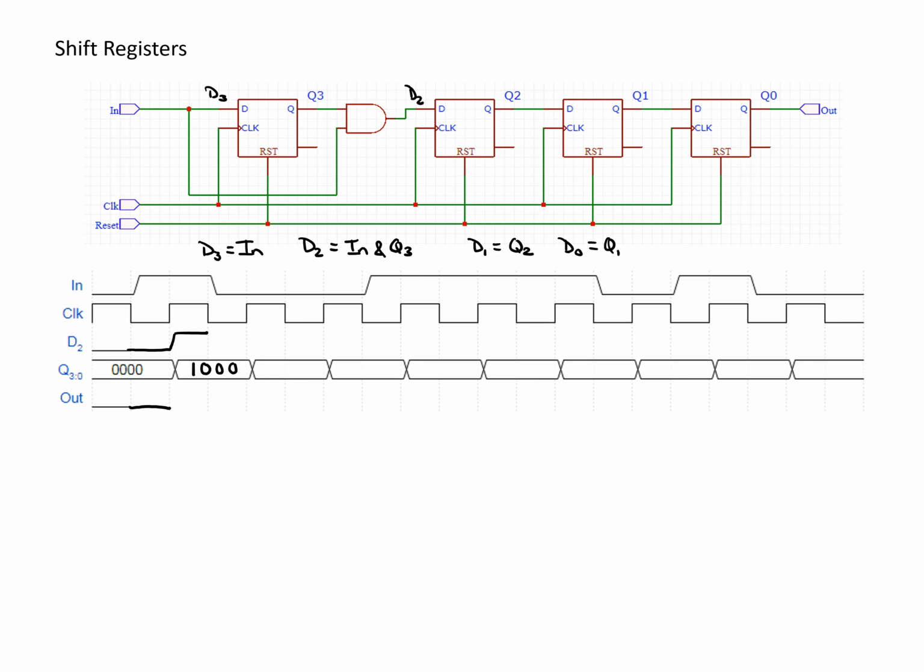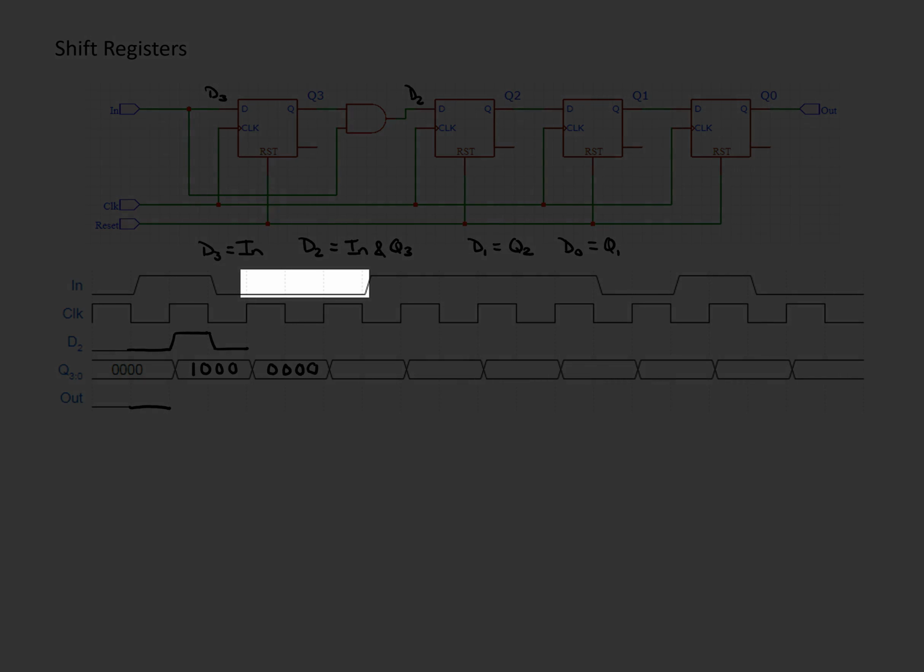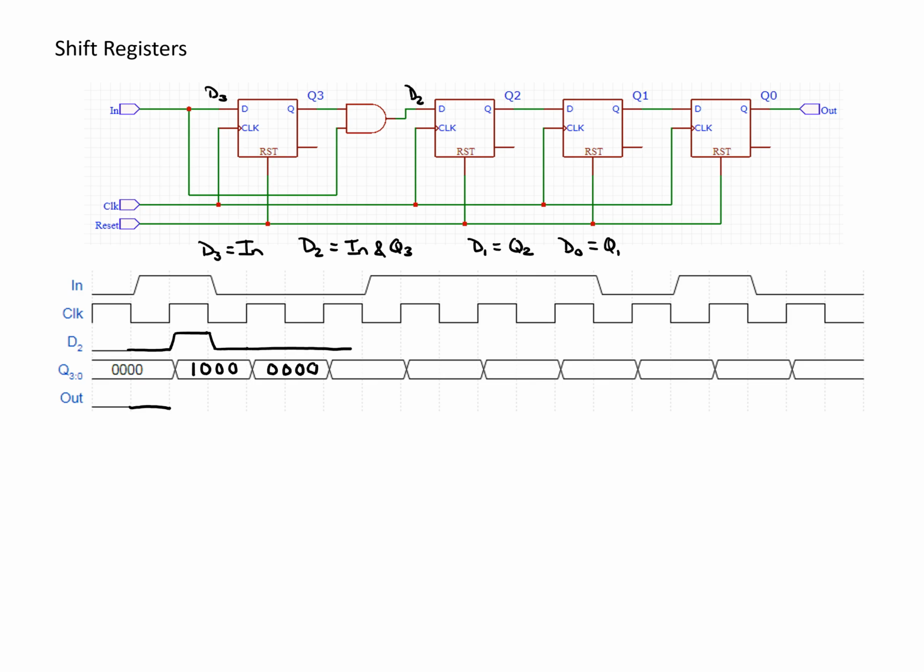In changes to 0, so that means D2 is going to go to 0 at this point. And so at the rising edge of the clock, input is 0, so that means Q3 is going to be 0. D2 is 0, so that means Q2 is going to be 0, and then since Q2 and Q1 were 0, D1 and D0, or the last two digits, are going to be 0 as well. And so long as the input remains 0, we're going to remain 0 for D2, and we're going to shift zeros into the most significant bit, so we will remain at all zeros on this clock edge.